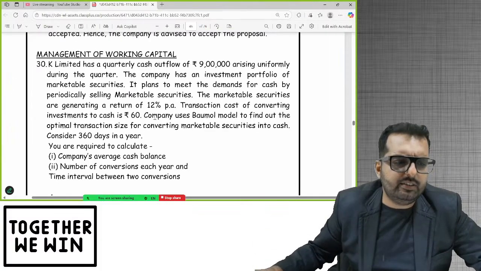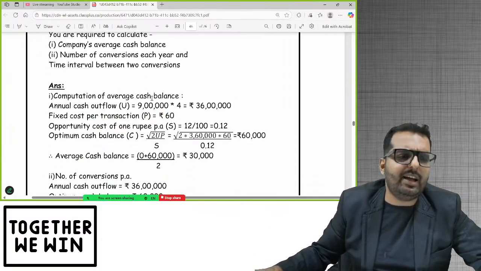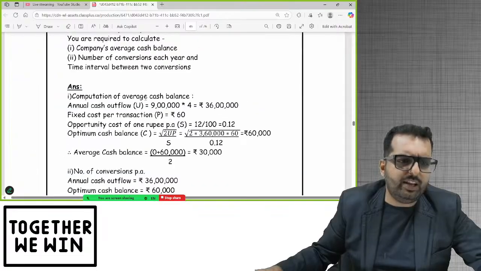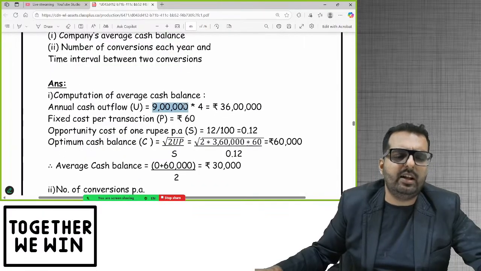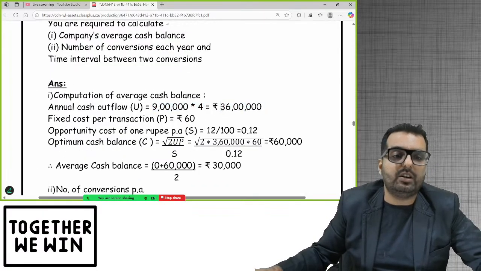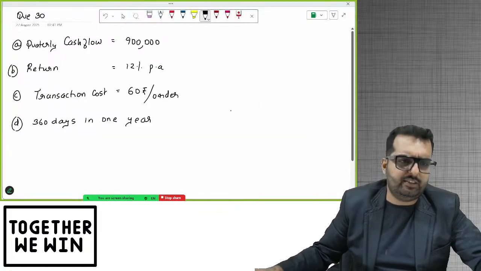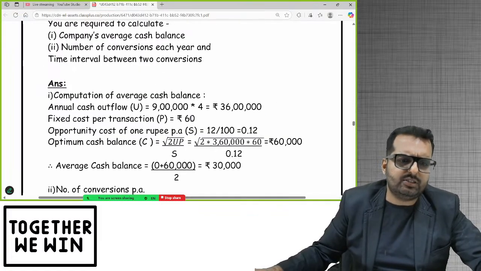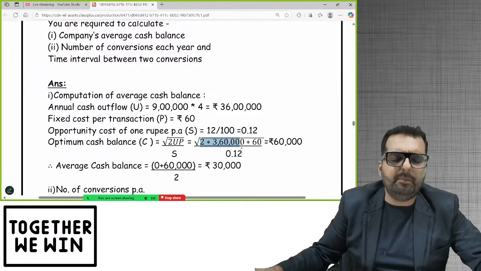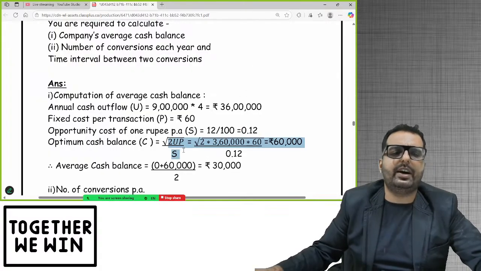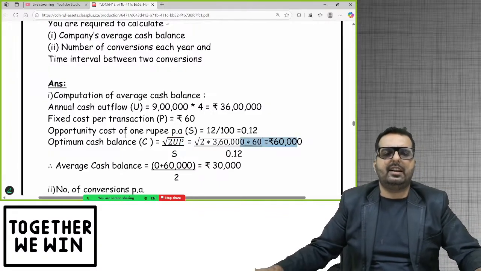Alright. With this, they are asking you to find out the company's average balance. So friends, what is the annual cash flow they are telling? 9 lakh into 4, that will turn out to be how much? 36 lakhs. Alright. Transaction cost 60, carrying cost is 0.12. So 2AB, here they call it 2UP divided by S. You get the answer as 60,000.